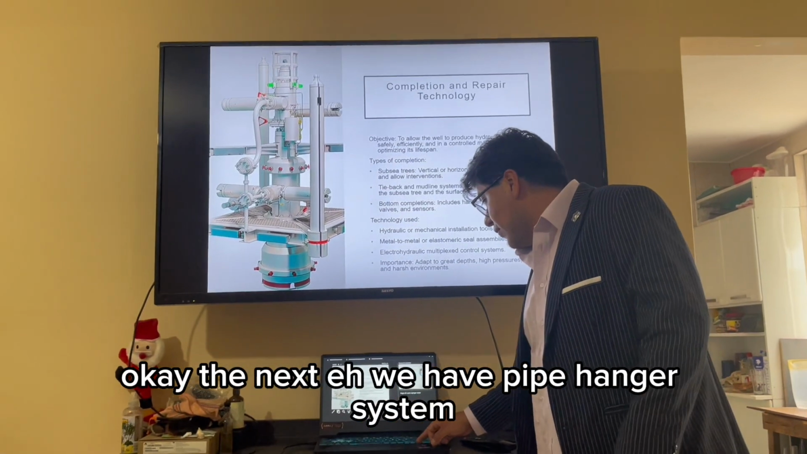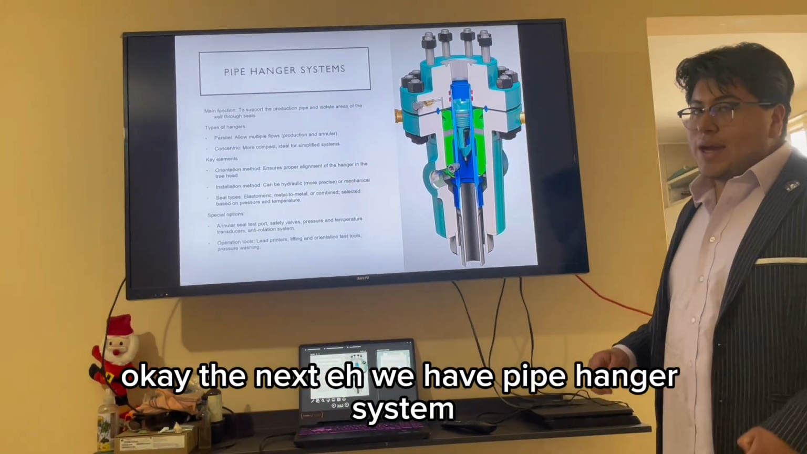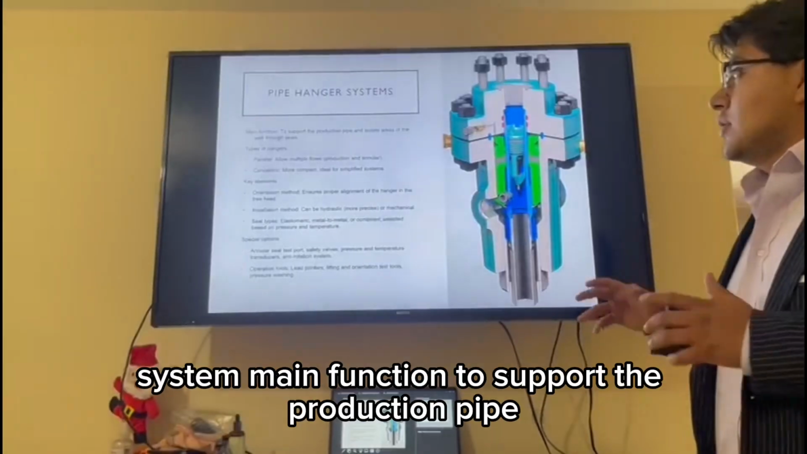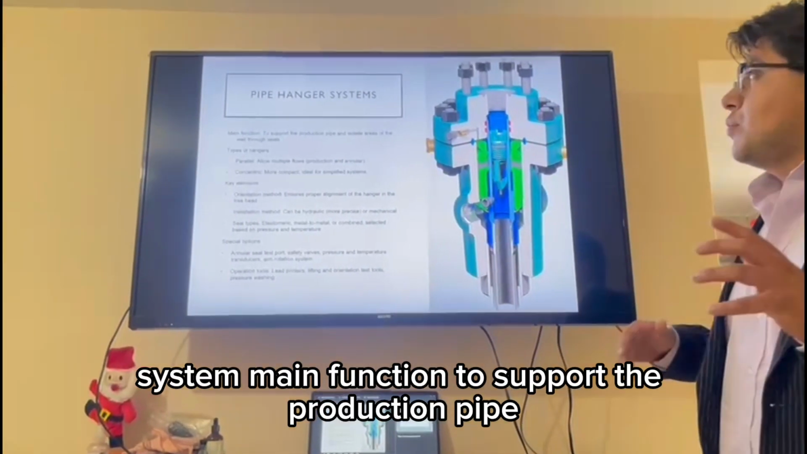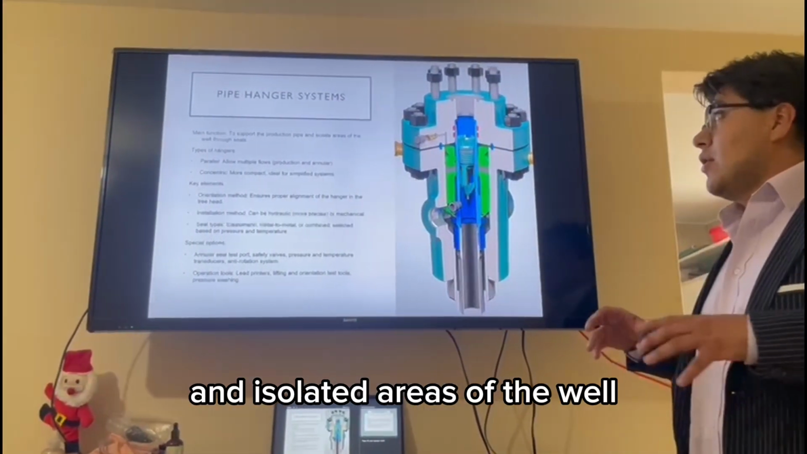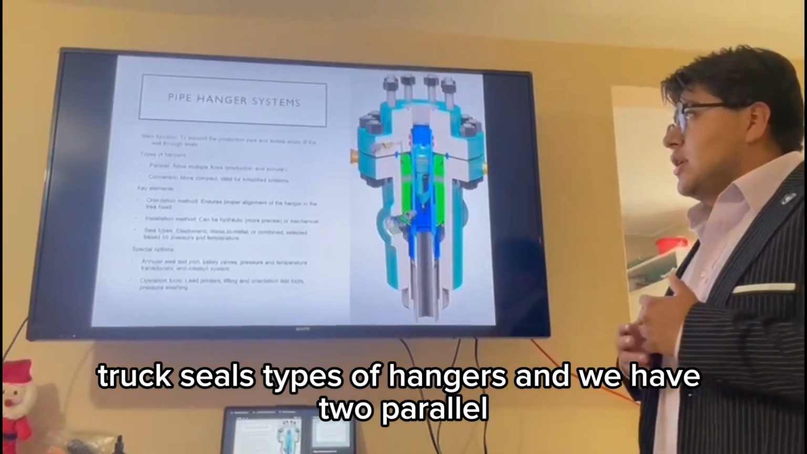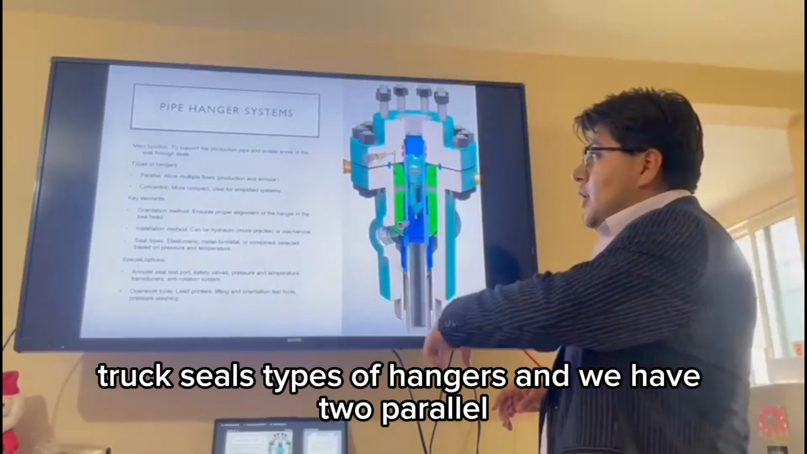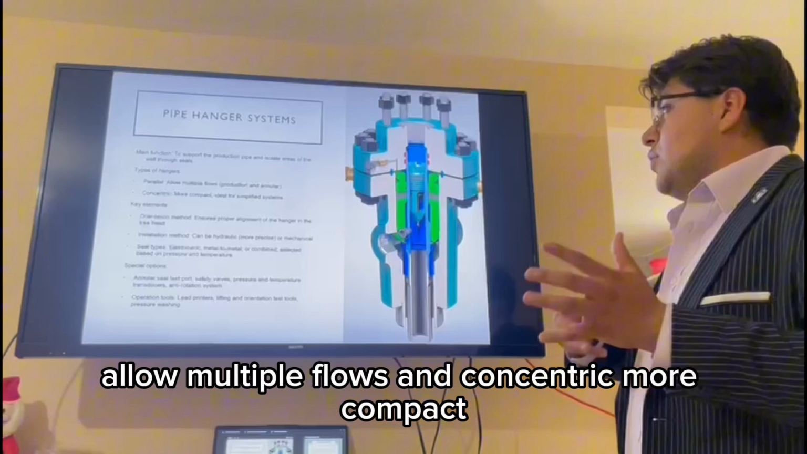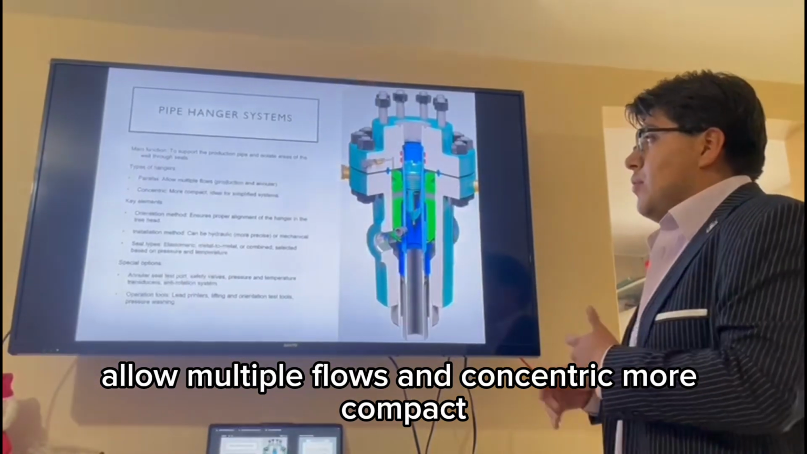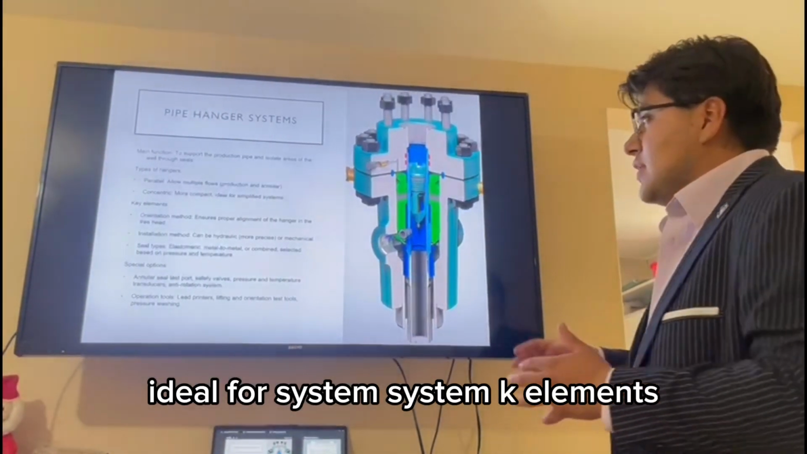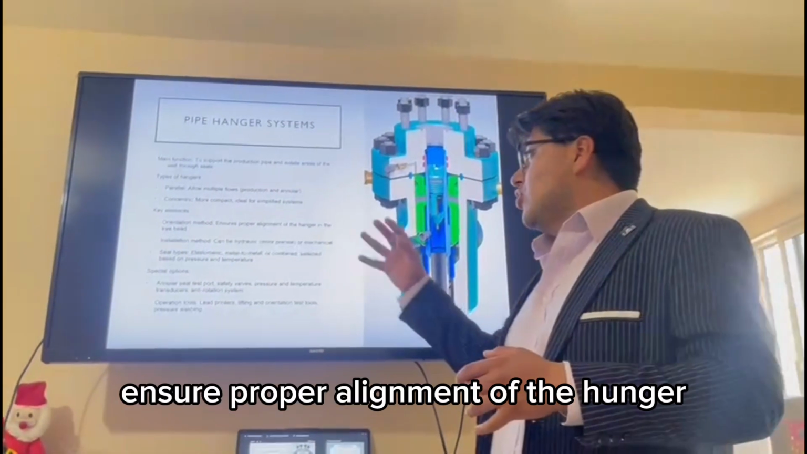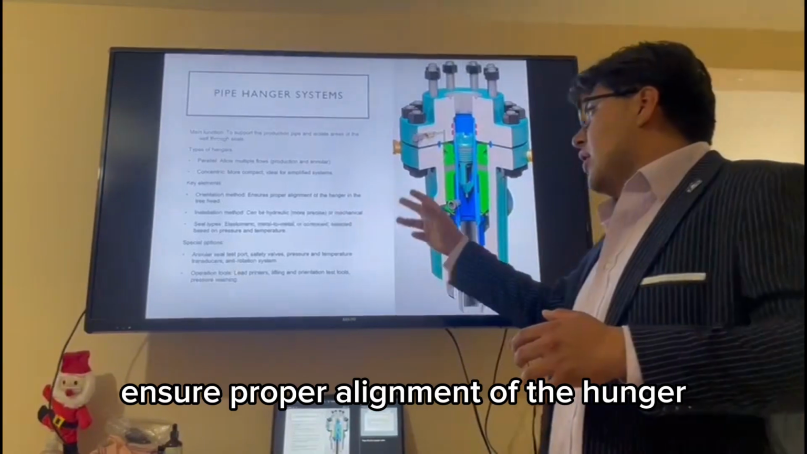The next, we have the pipe hanger system. Main function: to support the production pipe and isolate areas of the well with seals. Types of hangers, we have two: parallel and concentric. Parallel allows multiple flows, and concentric is more compact, ideal for subsea systems. Key elements: orientation method, to ensure proper alignment of the hanger in the tree head.